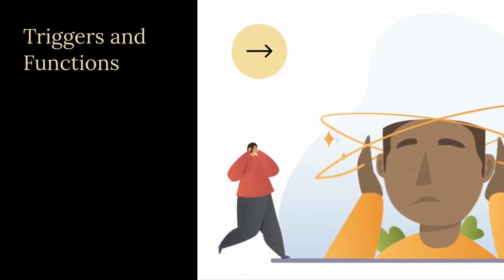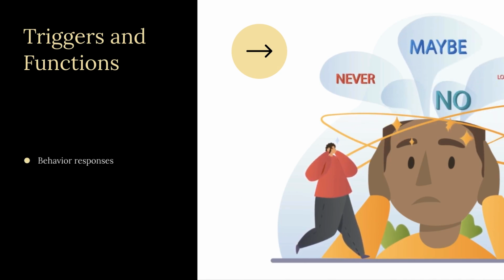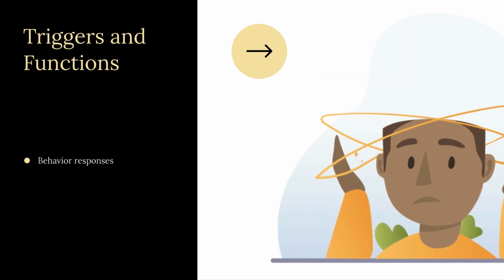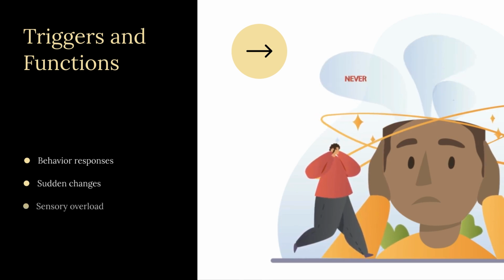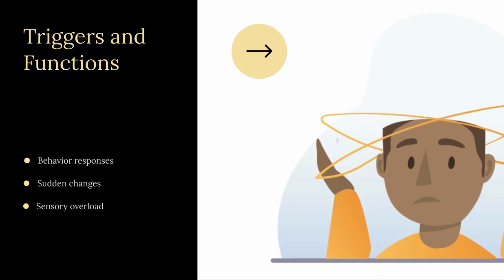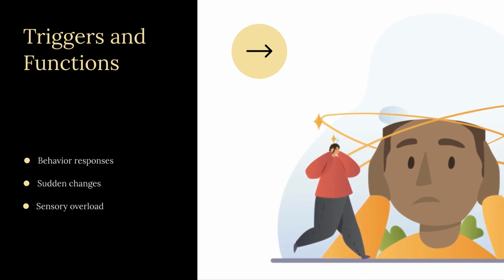Behaviors occur for reasons and in response to triggers. Functions typically include attention, escape, access to tangibles, or sensory needs. Triggers might be sudden changes or sensory overload. Understanding patterns helps prevent issues. Staff should ask what the person gains or avoids through their behavior. Behaviors happen for a reason and often in response to something.